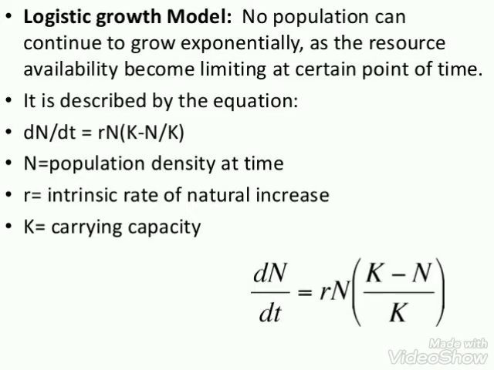It is given by the following equation: dN/dt = rN (K - N)/K, where N is the population density at time t, r is the intrinsic rate of natural increase and K is the carrying capacity. The logistic growth model is very important from the perspective of board examination and it can be asked by the name of Verhulst-Pearl logistic growth model.